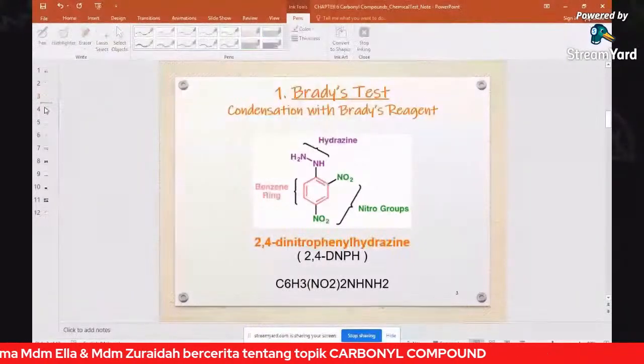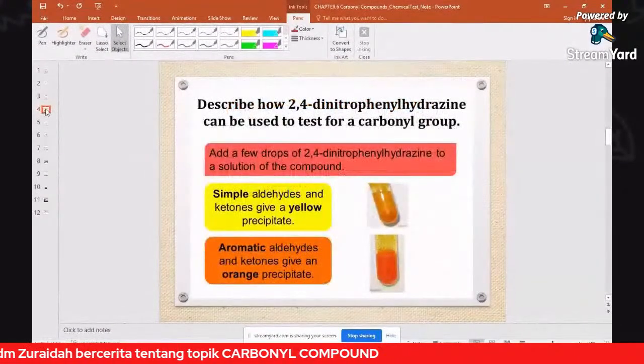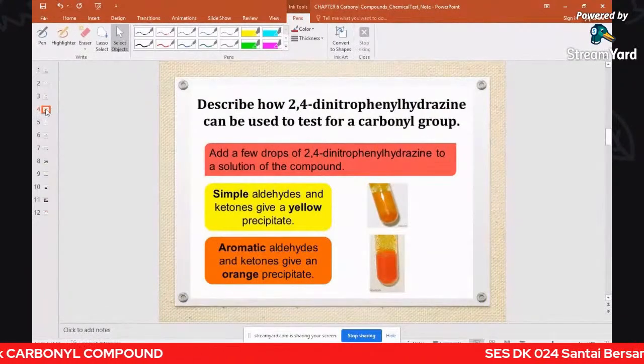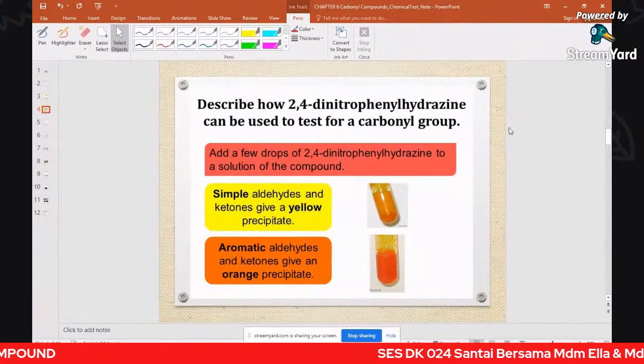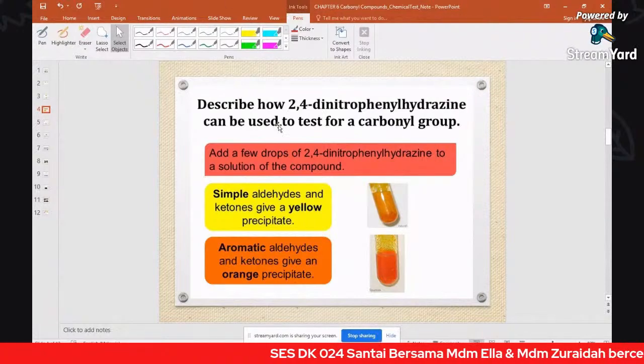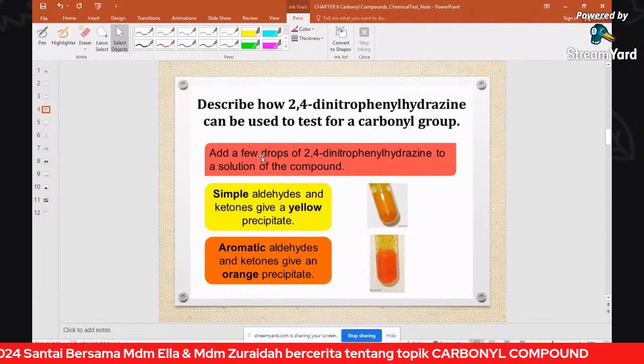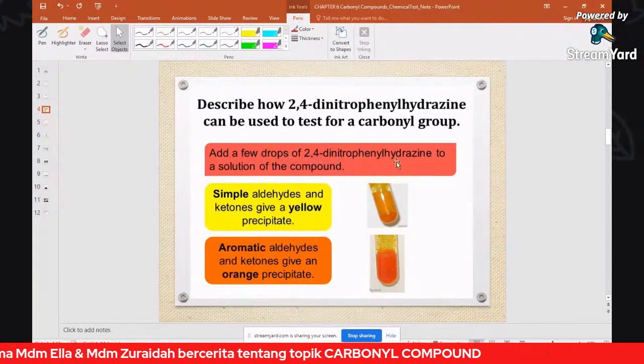Okay, so kita tengok kelas chemical reaction, how the Brady reagent reacts with our aldehyde and ketone. Describe how 2,4-dinitrophenylhydrazine can be used to test for a carbonyl compound. Class, so we add a few drops of 2,4-dinitrophenylhydrazine to solution of the compound.